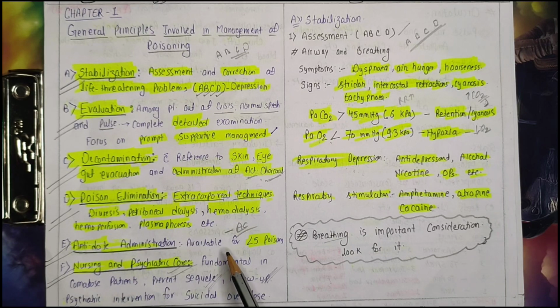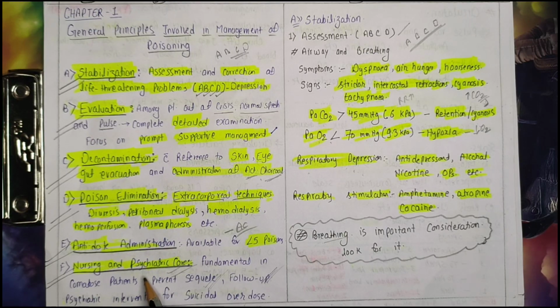Then the fifth principle lies in antidote administration. There are very few antidotes; only around 5% of poison compounds have antidotes. Let's say less than 10 or 15% of poisons have an antidote. So wherever an antidote is available, we are going to administer it.